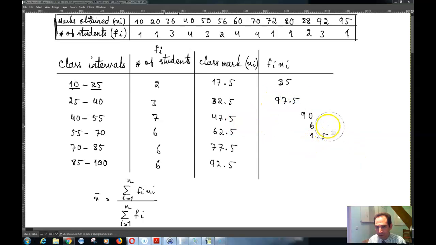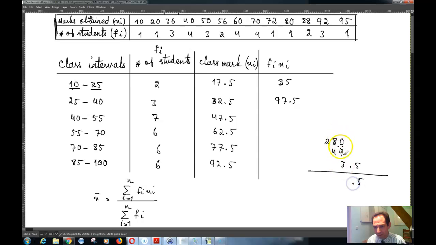And then you have 7 times 47.5. So 7 times 40 is equal to 280, 7 times 7 is 49, and 7 times 0.5 is 3.5. Adding these together, you get 332.5.